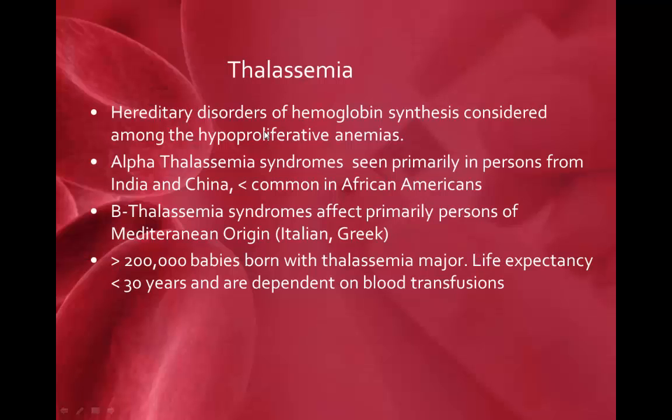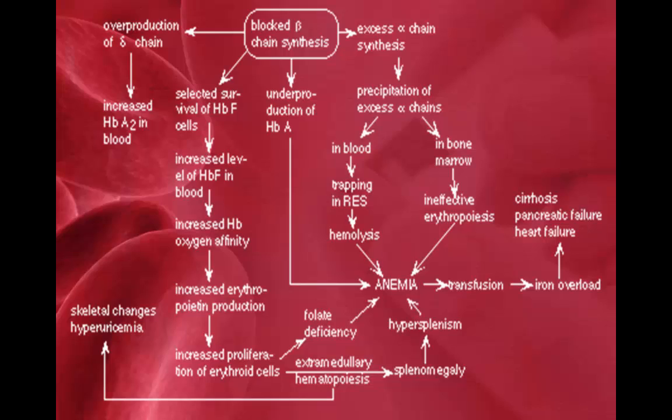So basically, this is a hereditary disorder. It's also a type of hyperproliferative anemia, microcytic and hypochromic, that affects again the Mediterranean population. And this is again what I just explained. There's a block in the production of the beta chain or the alpha chain, so there's underproduction of hemoglobin A, which produces anemia.